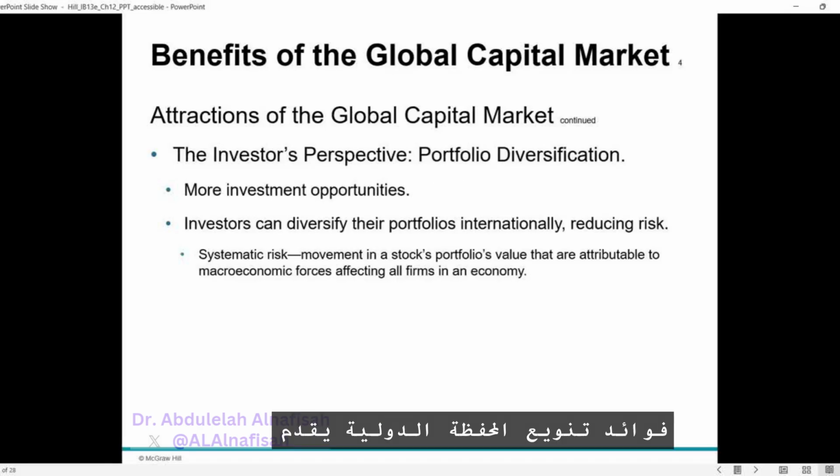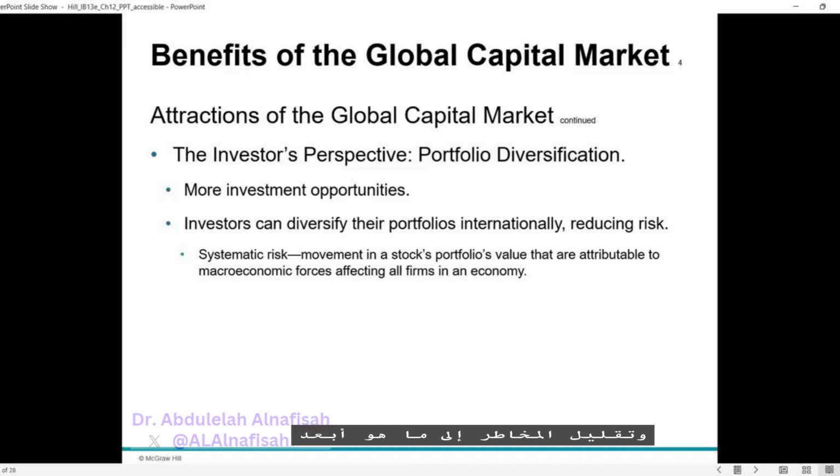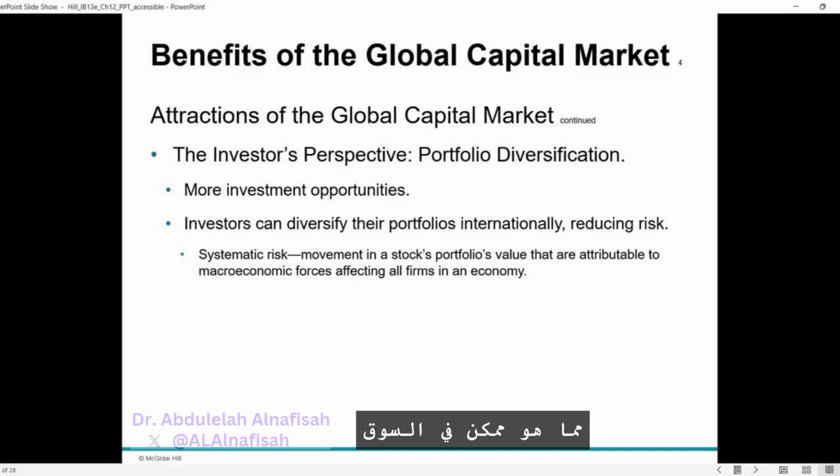Benefits of international portfolio diversification. The global capital market offers investors a broader range of investment opportunities, enabling them to diversify internationally and reduce risk beyond what is possible in a purely domestic market.